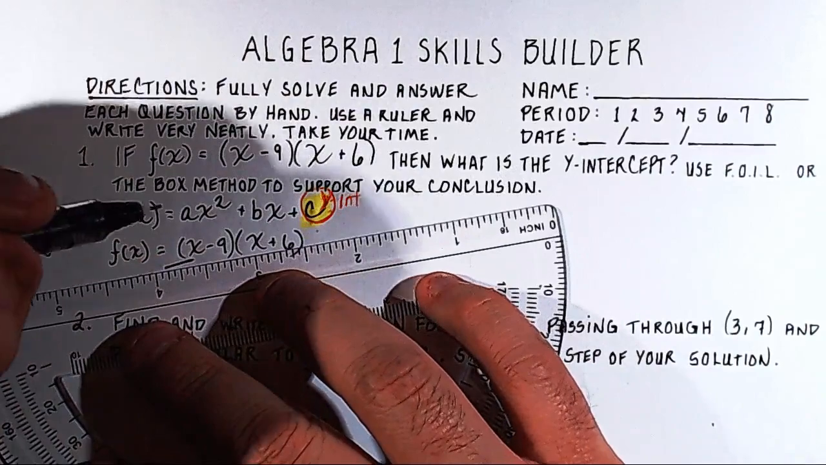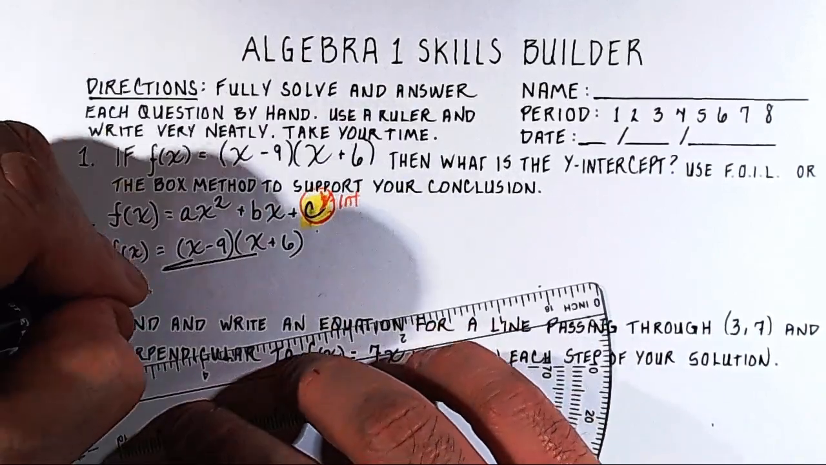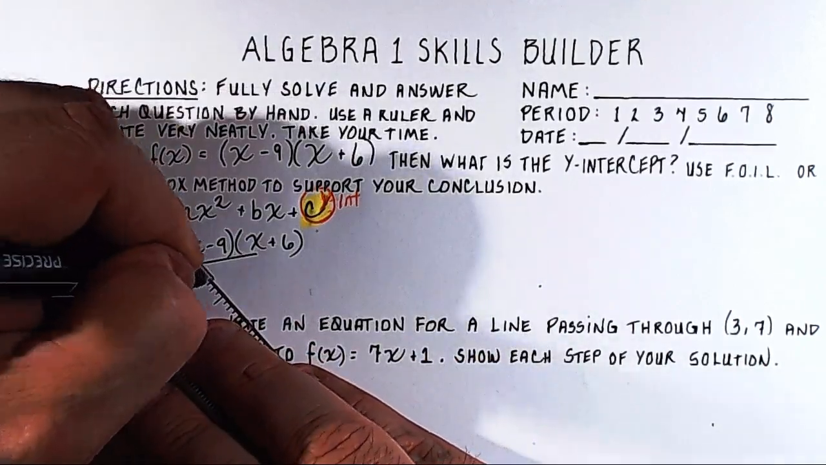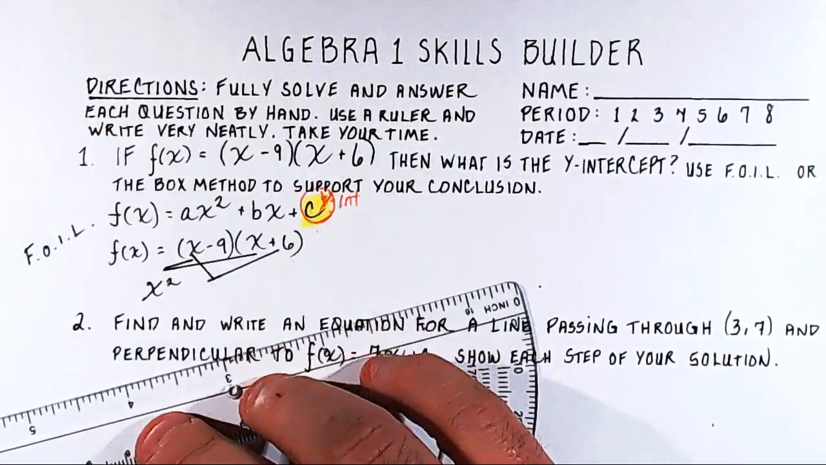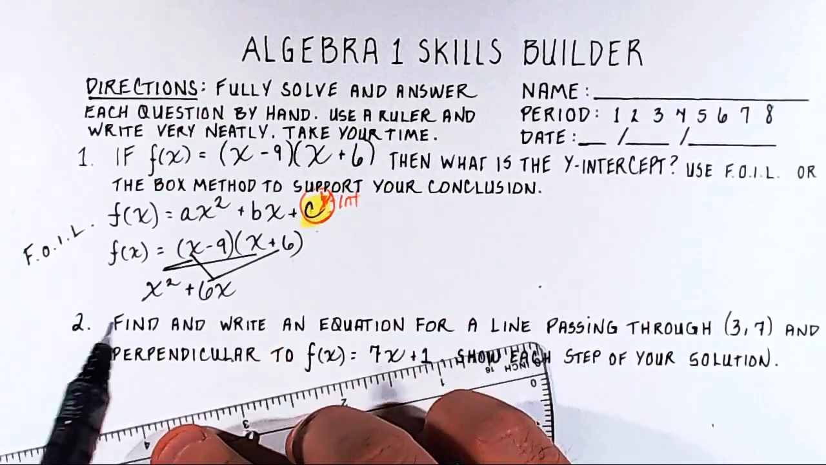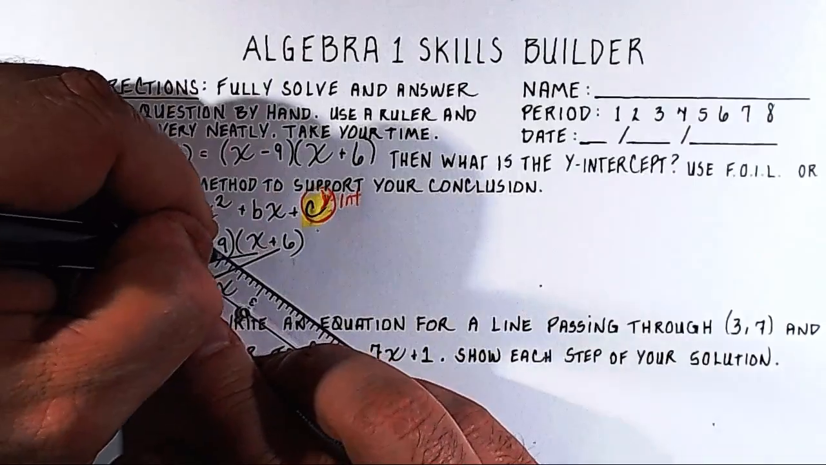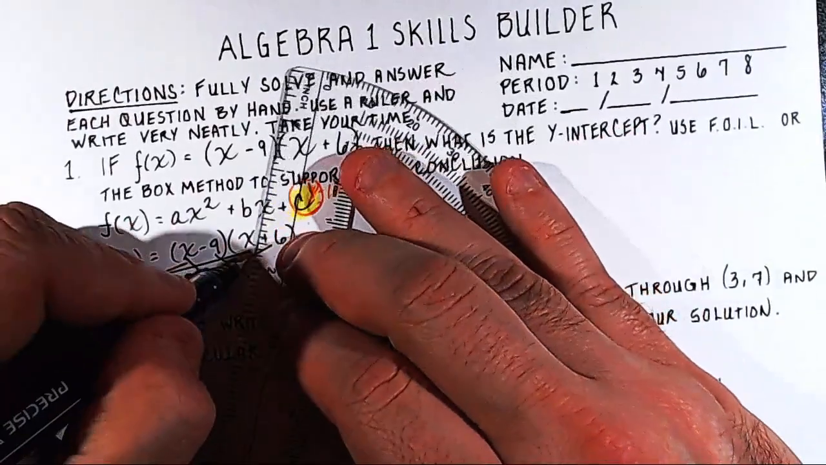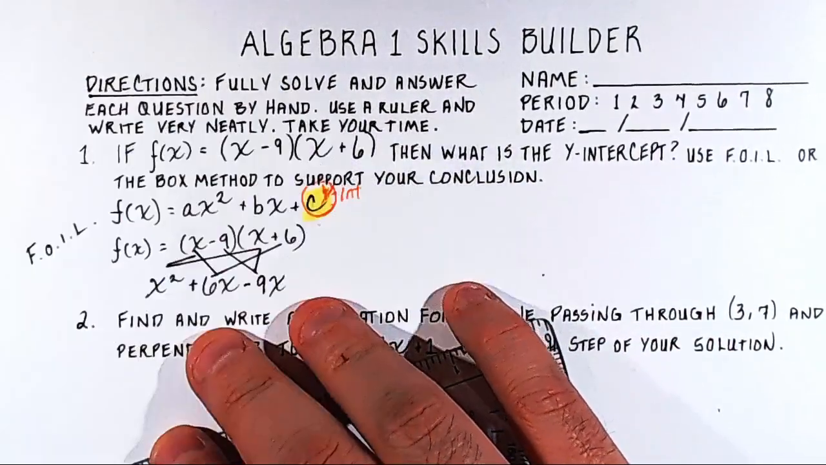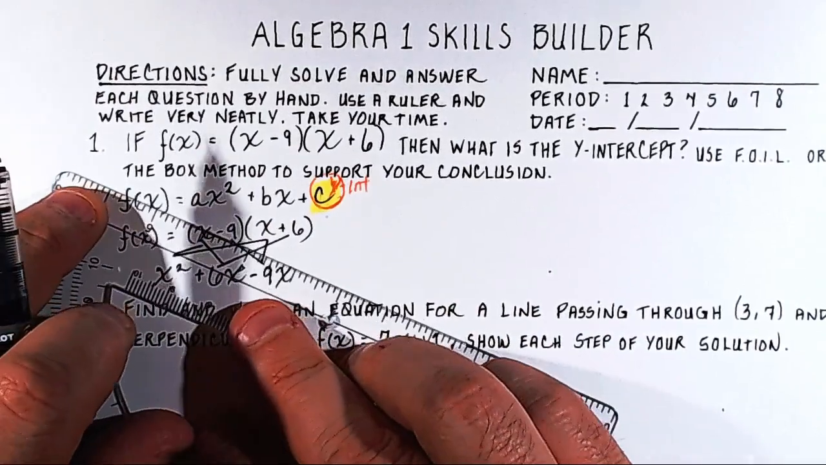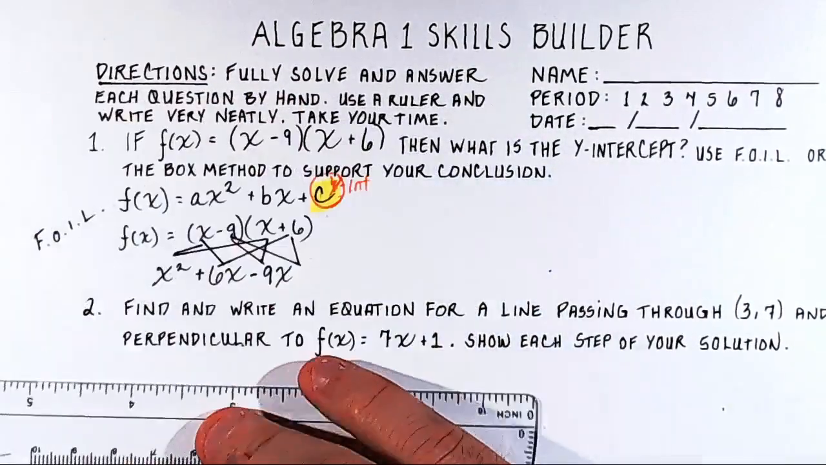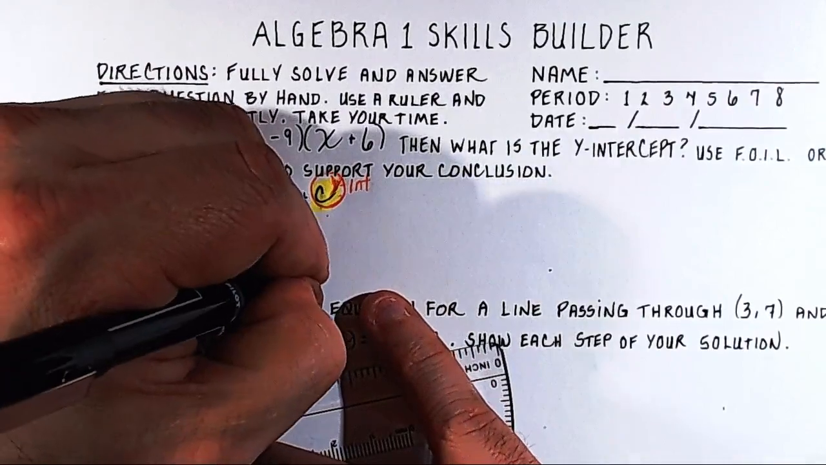First, I would multiply the first two terms, which is x times x, x squared. Then outer, so I would add the outer term, 6 times x, so plus 6x. Inner, it's going to be negative 9 times x, or minus 9x. And then last, the last two terms, negative 9 and positive 6, which is negative 54.